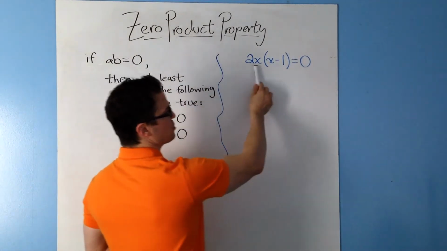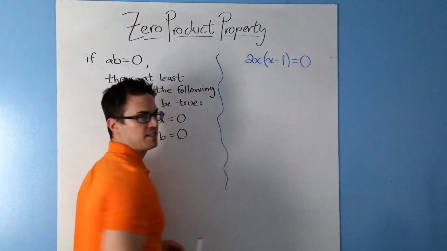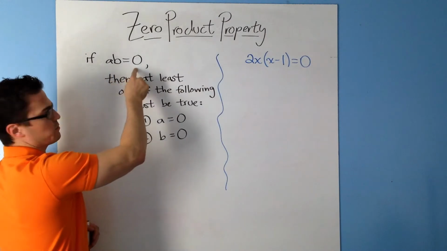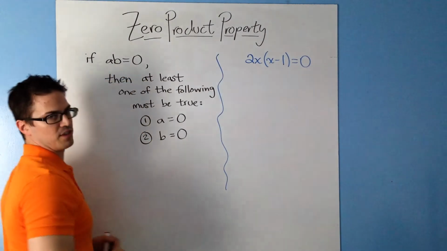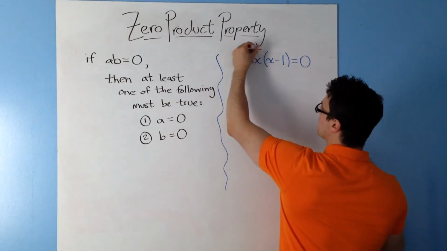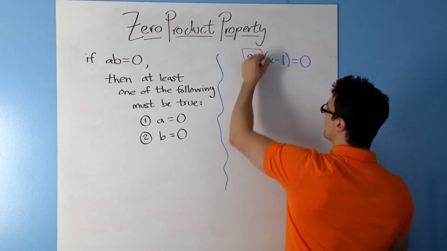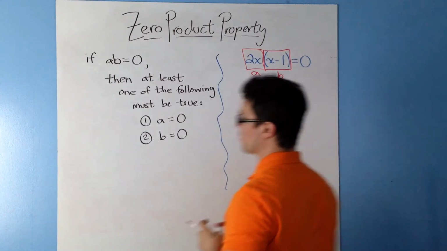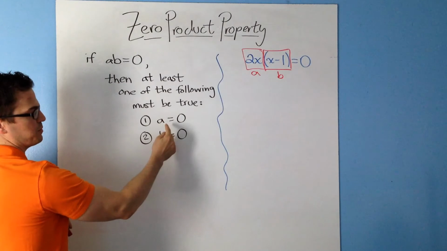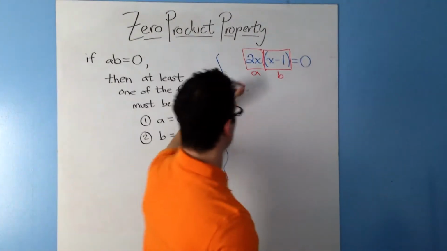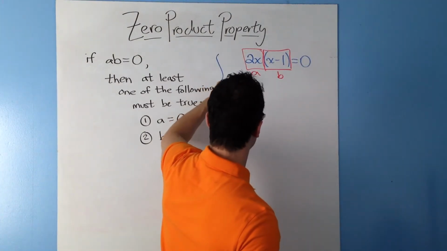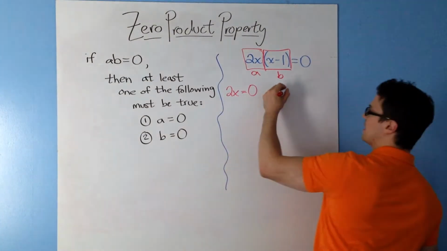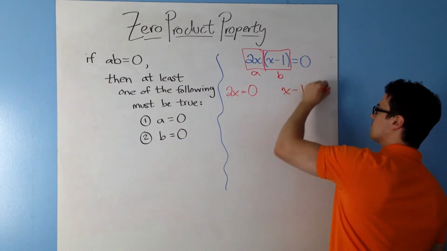So this first one I have, it's 2x times the quantity x minus 1 is equal to 0. Now, based on the zero product property, that means A times B is equal to 0. A or B need to be equal to 0. So in this case, this would be our A, and this right here would be our B. Okay, so we have our A and our B. So that means that one of the following must be true. A must be equal to 0 or B. So what I'm going to do is set this 2x equal to 0, and I'm also going to set the x minus 1 equal to 0.